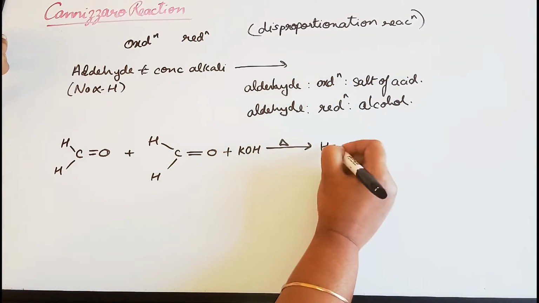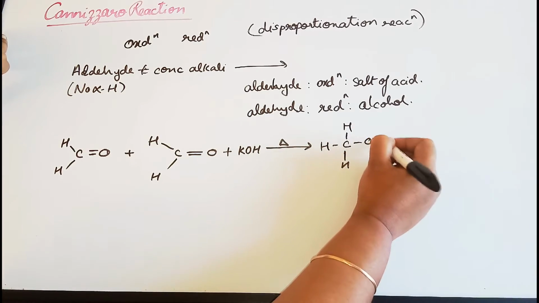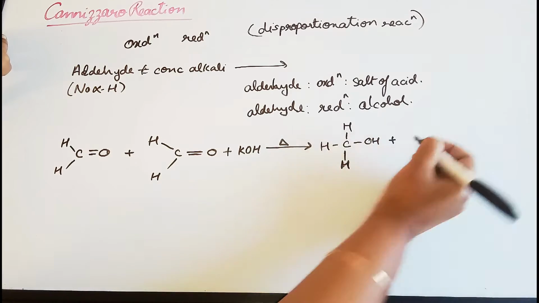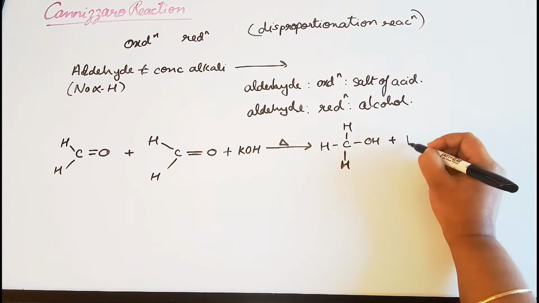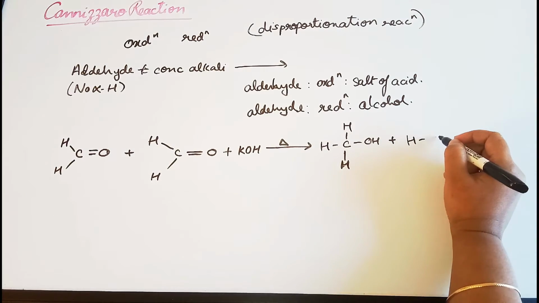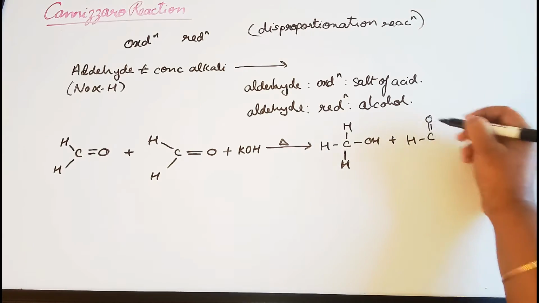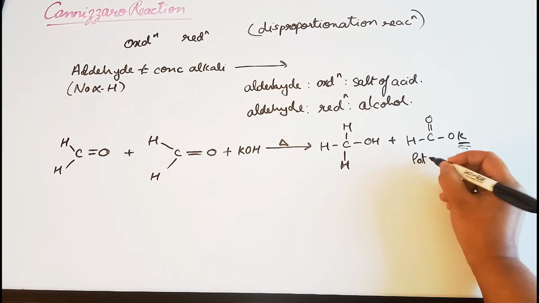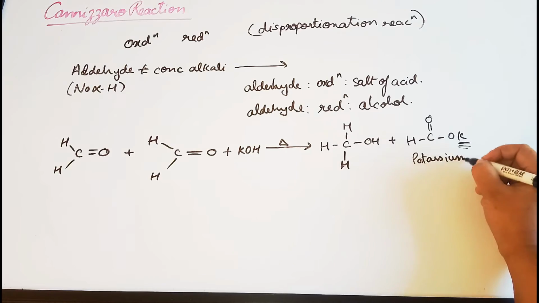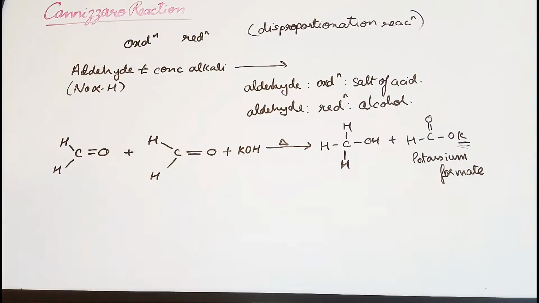So the alcohol will be CH3OH, which is methanol, and the other one is going to be the potassium salt of formic acid, or methanoic acid, or potassium formate, because there's a potassium ion over here. So this is called potassium formate, and we know this is methanol, so I'm not writing it.